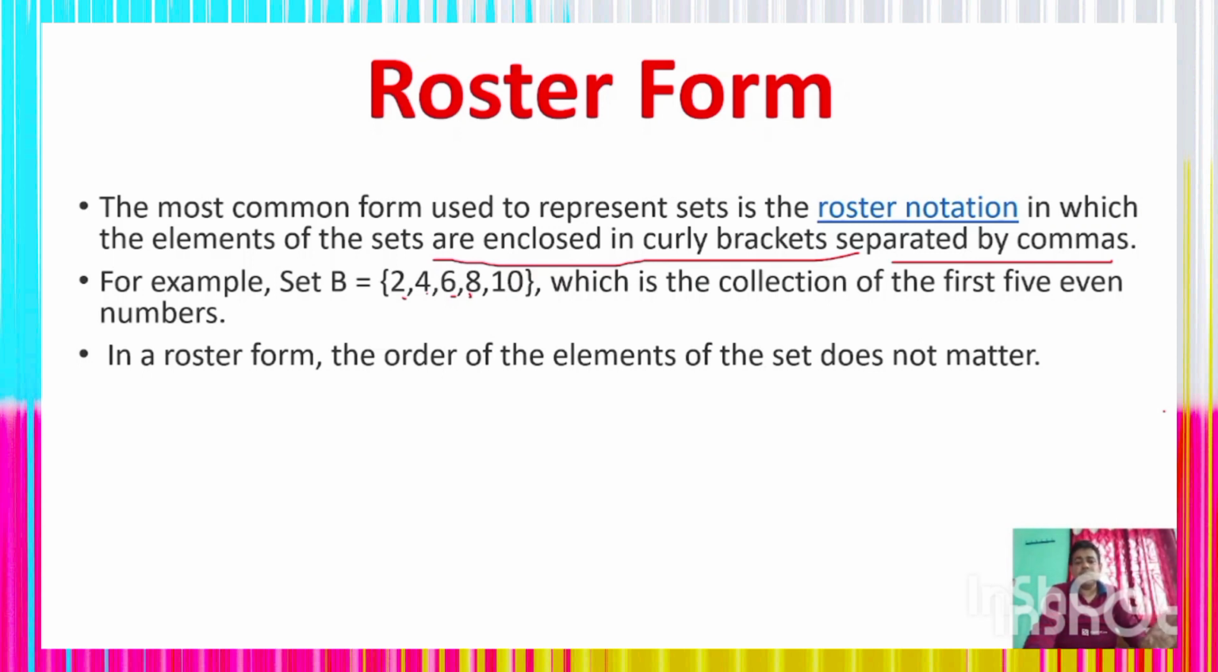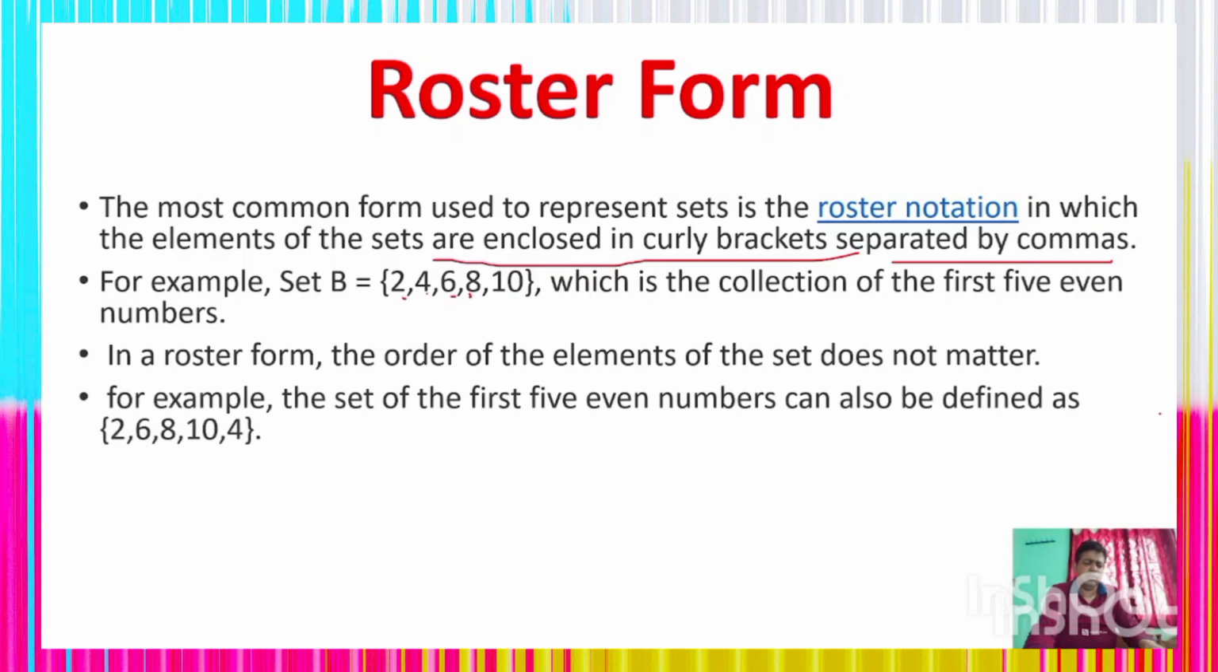In roster form, the order of the elements does not matter. We can write the elements of a set in any order, and the set will never change. The set remains the same. For example, the first 5 even natural numbers can also be written in another order. Here it is written in systematic order, so order is not required while writing the elements of the set. Here 6, 8, 10 and 4. You see, it's not in proper order. You can write the elements in any order.